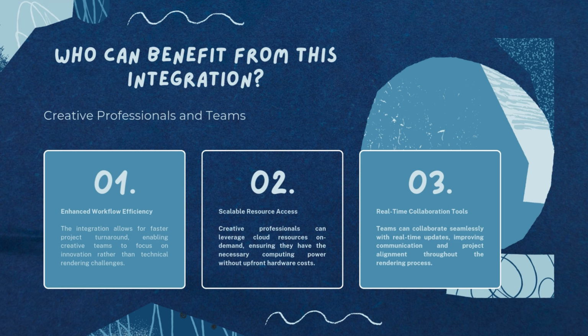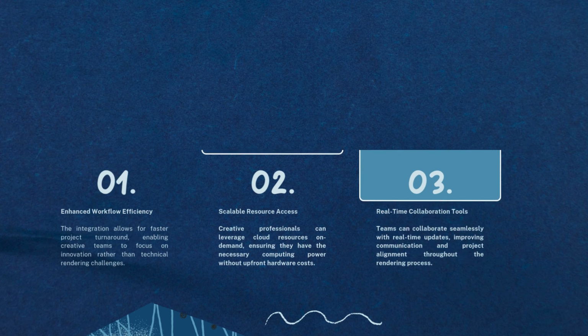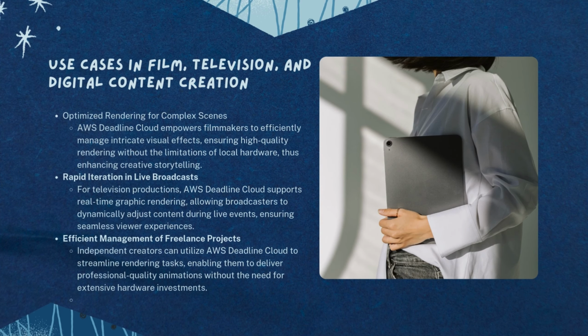Now, let's take a look at some real-world use cases. High-quality film rendering: perfect for movies and high-end VFX. Live TV broadcasts: ideal for real-time motion graphics in news and sports. Freelancers and content creators: affordable, powerful rendering at your fingertips. No matter what industry you're in, AWS Deadline Cloud can help you work faster and smarter.